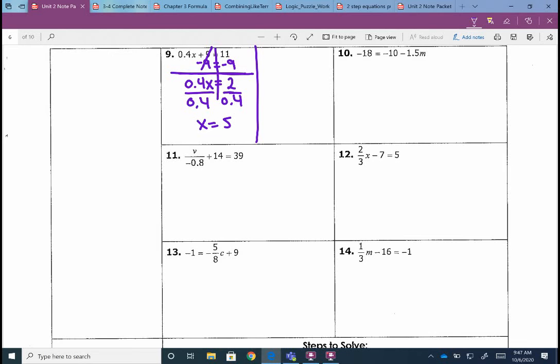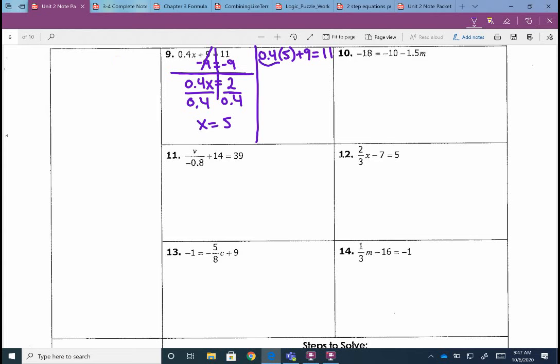Now for each of these that I'm showing you today, I'm not going to do the check every time. I'm probably going to do it for the first 2 just to refresh you on the check. And then from there, I'm not going to show the check on the others just to save us a little time today. So if I check, I have my 0.4. Instead of x, I'm going to put a 5. Plus 9, does that equal 11?